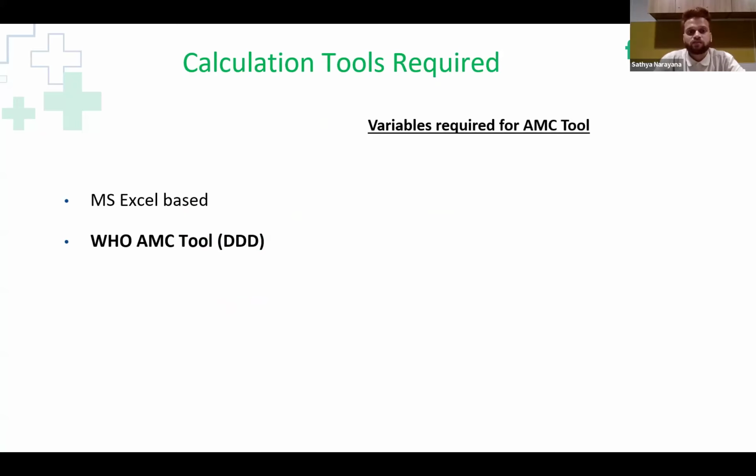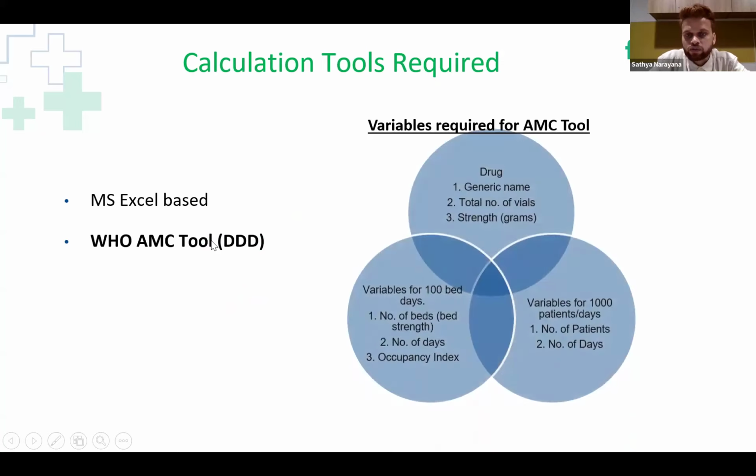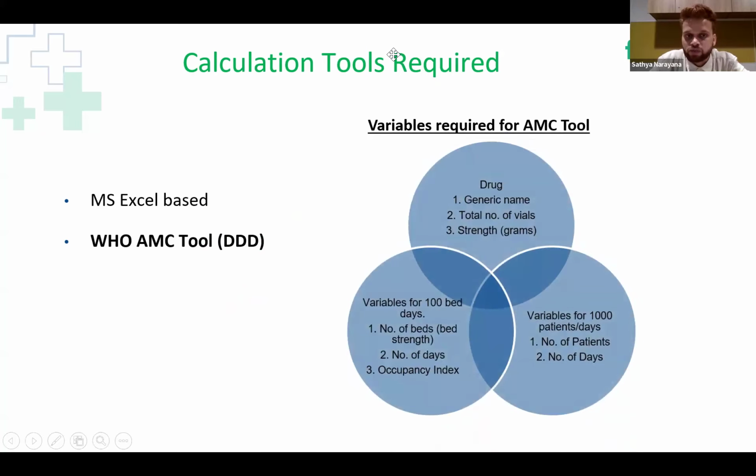This is about the second way, using the AMC tool. For using this AMC tool, we require all these data or variables. For example, if it is drug related, we need the generic name because we need to represent it with the generic name, and also the total number of vials that were dispensed, and the strength of each vial. This would be about the drug.